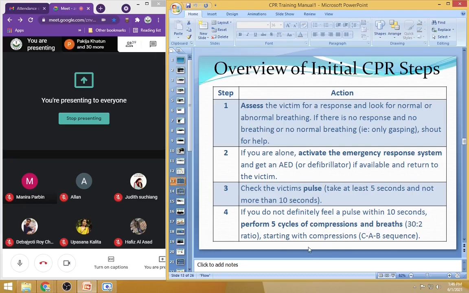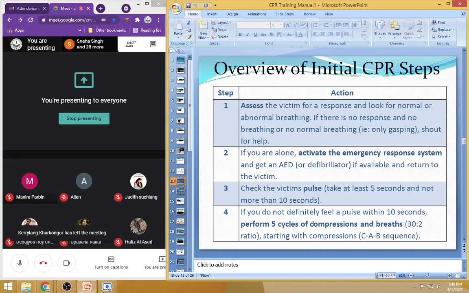Understood? Ma'am, number 4 point, can you repeat please? Number 4 point: we will spend at least 5 to 10 seconds to check the person's pulse. If you do not feel the pulse, then we will start our CPR. CPR means chest compression, and we give oxygenation through the mouth or through the nose. So compression and mouth to mouth in a normal scenario. In this COVID scenario, this part is avoided to prevent infection.